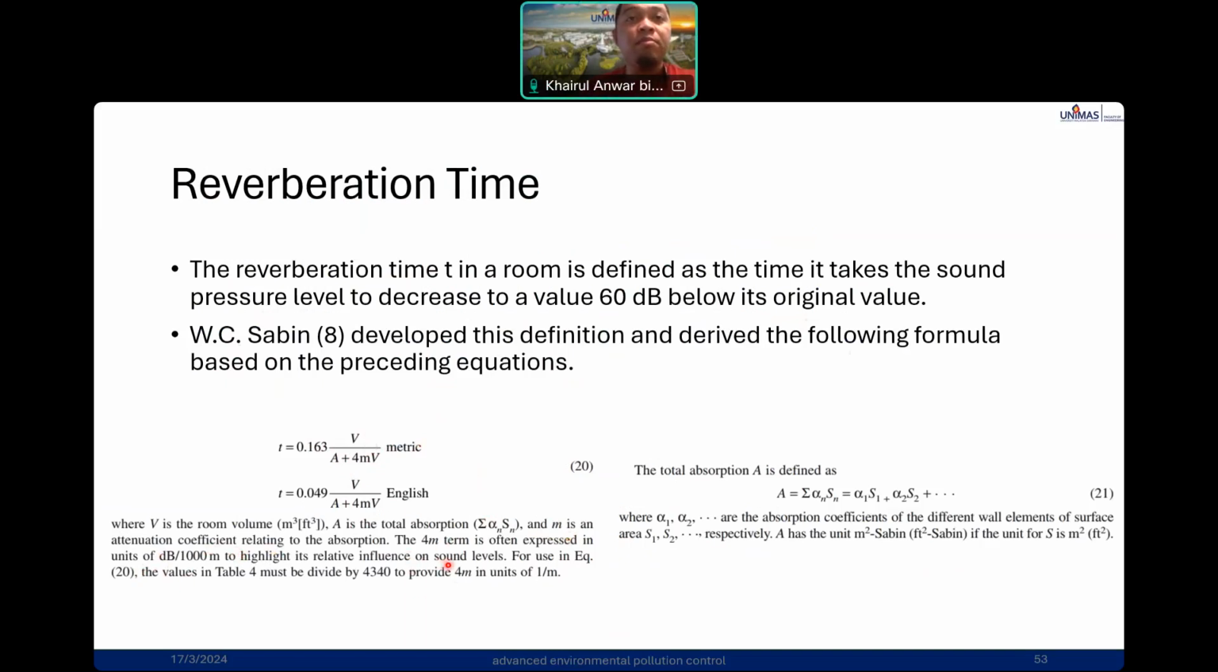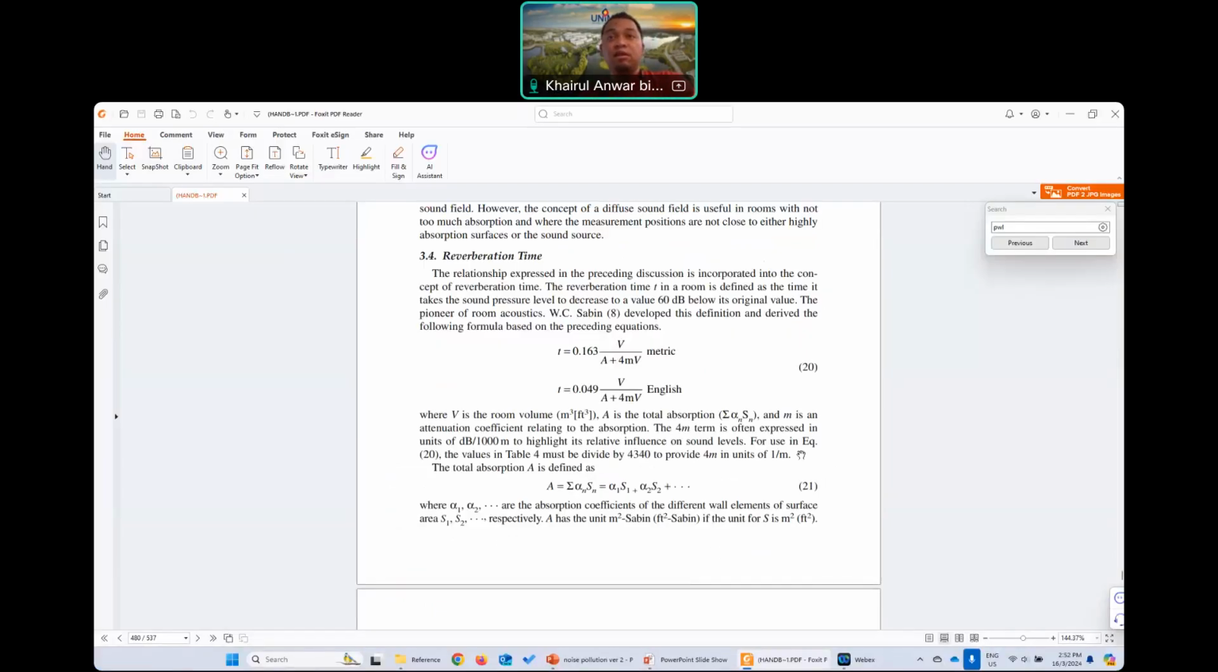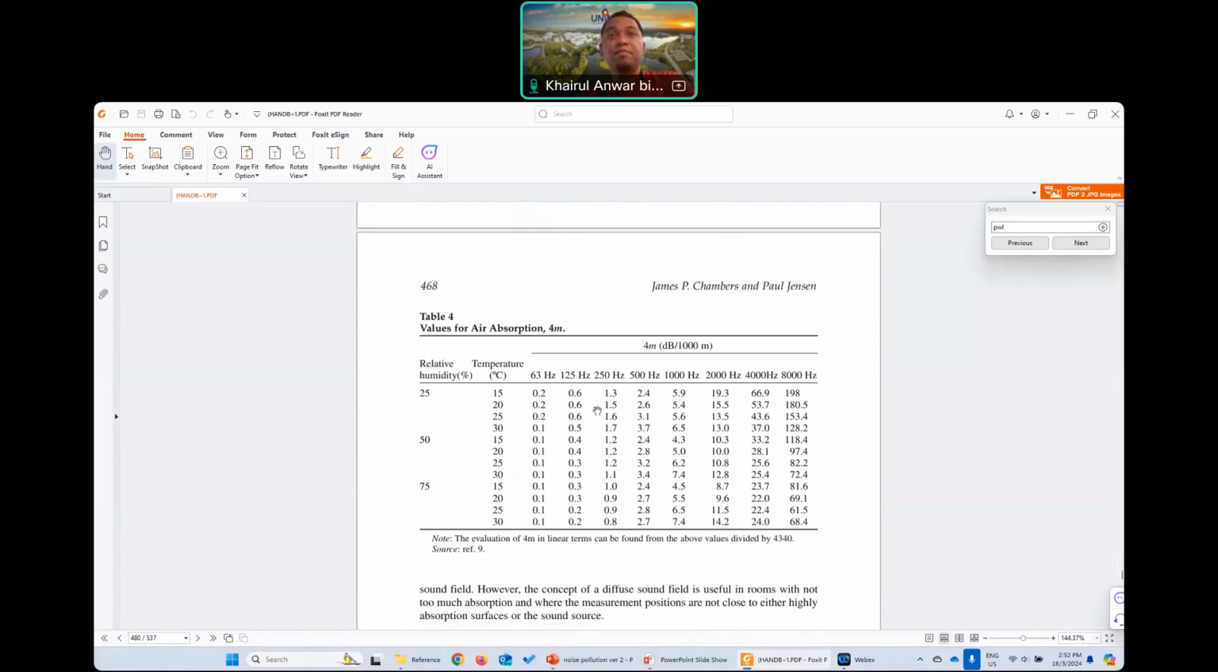So the term 4m is often replaced by a value in units of dB over 1000 m, to highlight its relative influence on sound level. For use in equation 20, the value in table 4 must be divided by 4,340 to get 4m in units of 1 over m. I didn't include table 4 here, but this is table 4. The linear version of 4m can be found from the value divided by 4340.